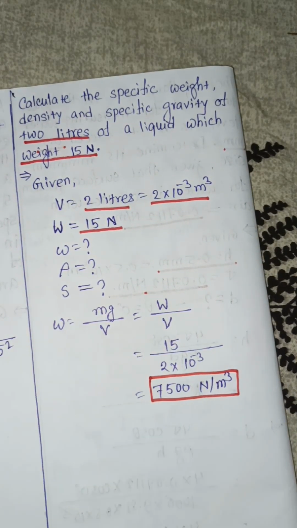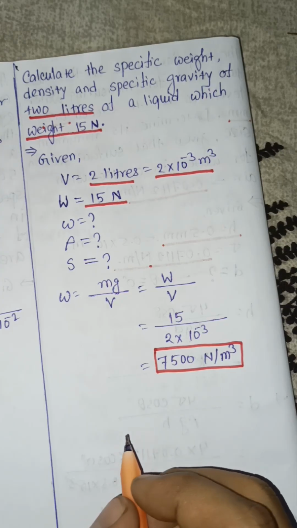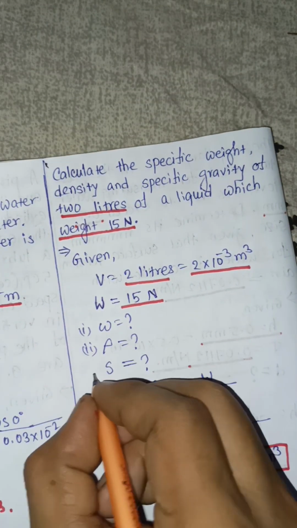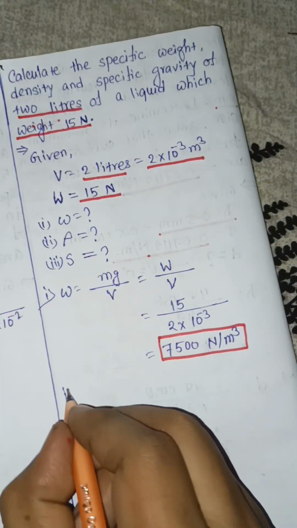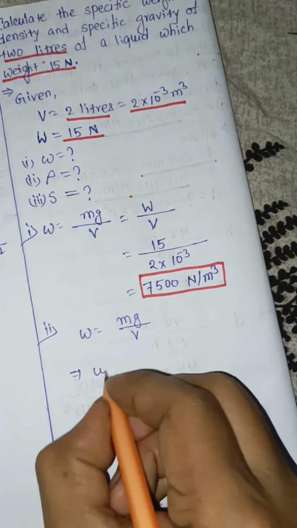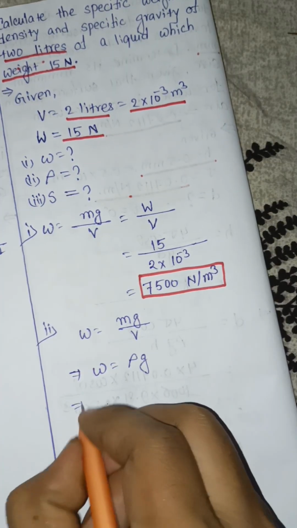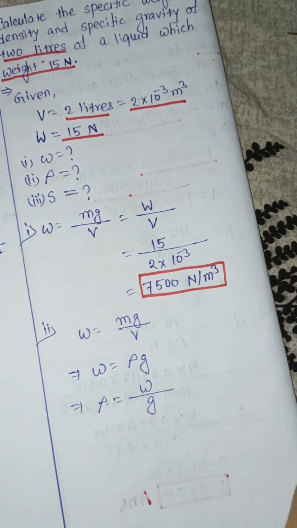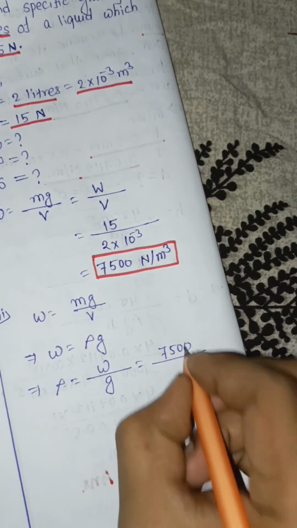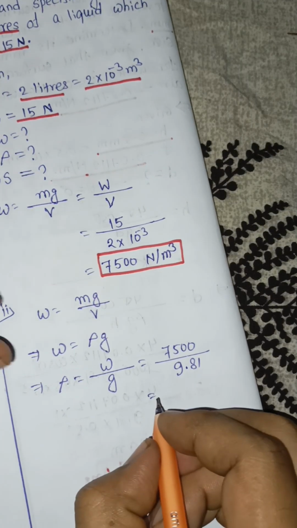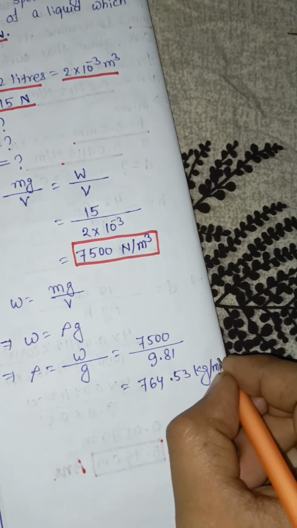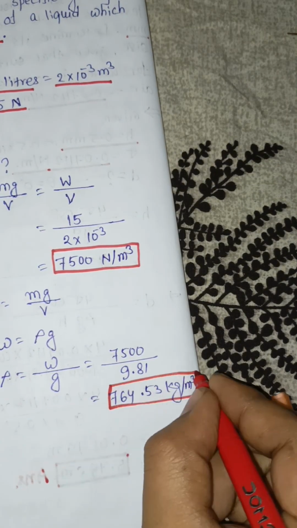Now if you want to calculate the density, how to calculate this density? So this is number 1, this is number 2, and this is number 3. This is for number 1. For number 2, if you want to calculate the density, we know that omega is equal to mg by v. So from here omega is equal to m by v into g, that is rho into g. So the density rho is equal to omega by g. Now what is the value of omega? That is 7500 divided by gravitational acceleration 9.81. So if you calculate this value, it will be 764.53. The unit will be kg per meter cube. So this will be our second answer.